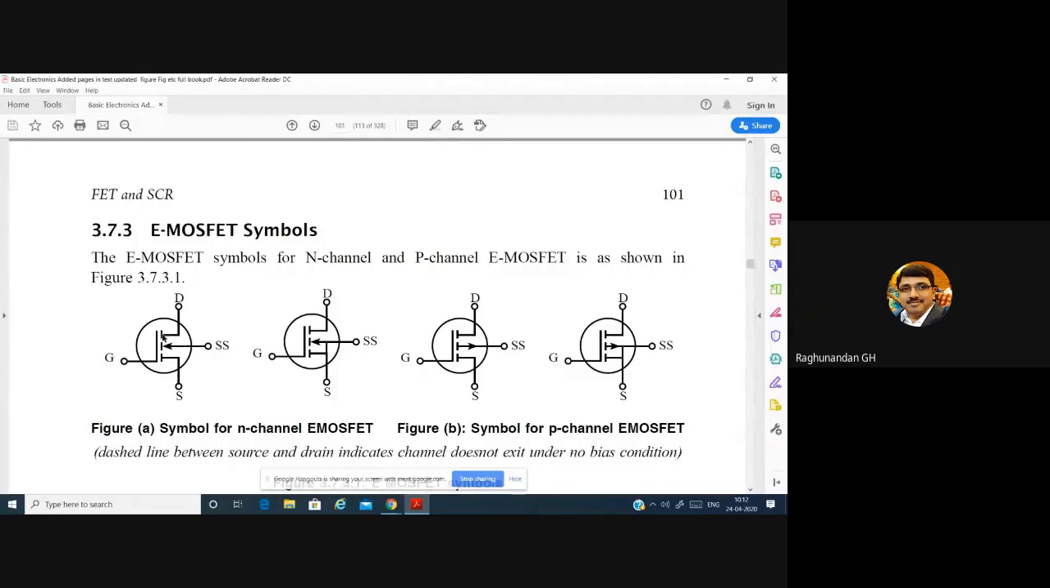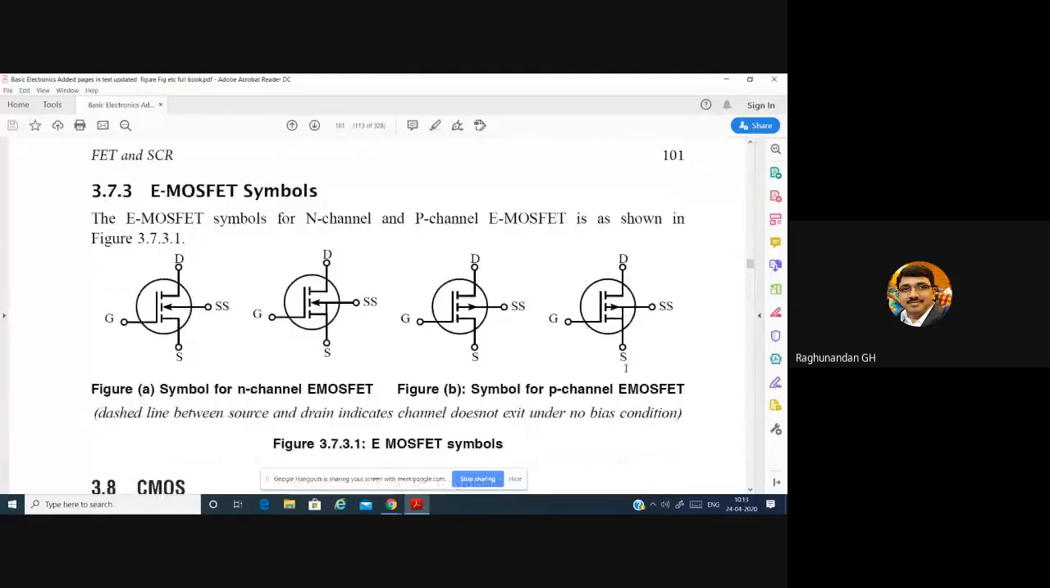If by mistake you join these three dashes, it becomes a D MOSFET. So please remember, if you join this line by mistake, it becomes a D MOSFET. This shows that this is the E MOSFET, where a permanent channel is not present. When there is no permanent channel, you'll get dash lines like this. This indicates the substrate is shorted to the source. This arrow pointing inward, moving away, indicates P channel, where the substrate is shorted with the source. After this, we are having CMOS.